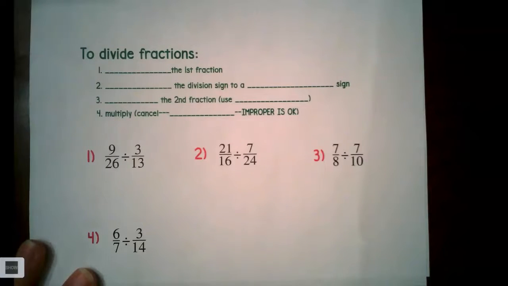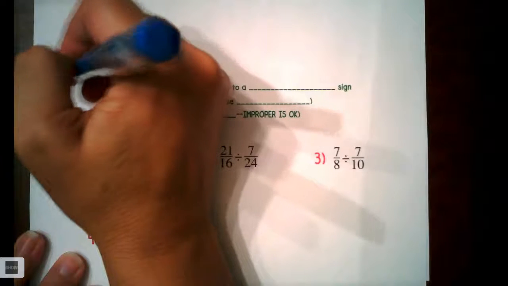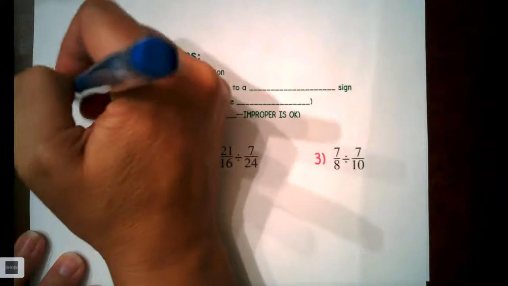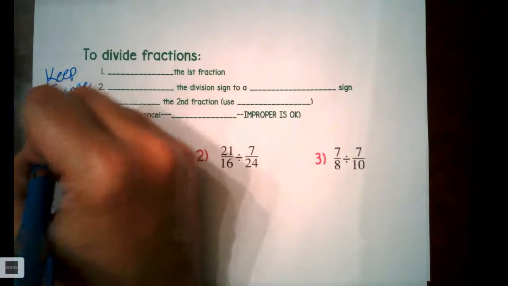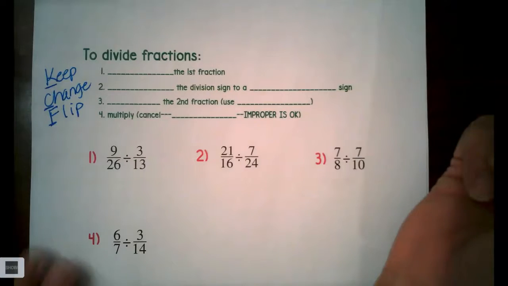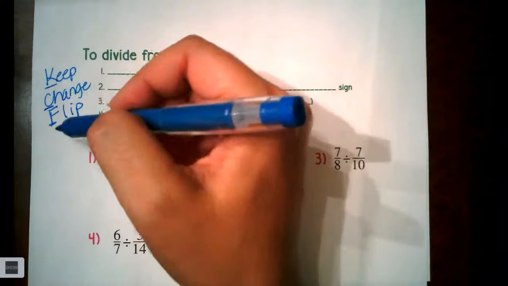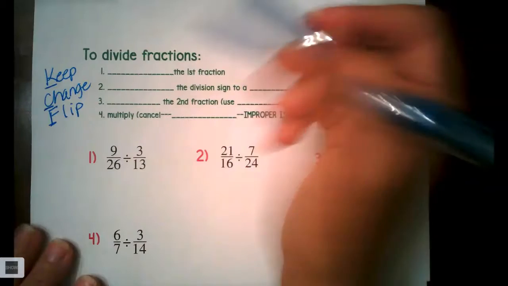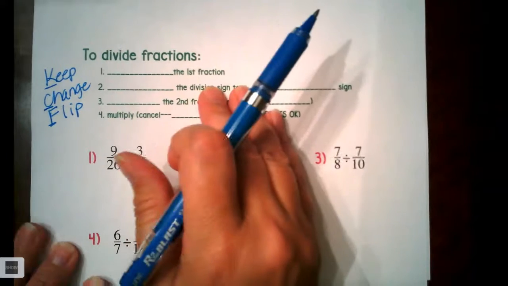Three words are what people usually use, and it is keep, change, flip. And those are the first three letters. Some people just use KCF, and it's not like the chicken, KFC. It's keep, change, flip. All right. Now you need to know what you're keeping, changing, and flipping, so that's what this part is for.